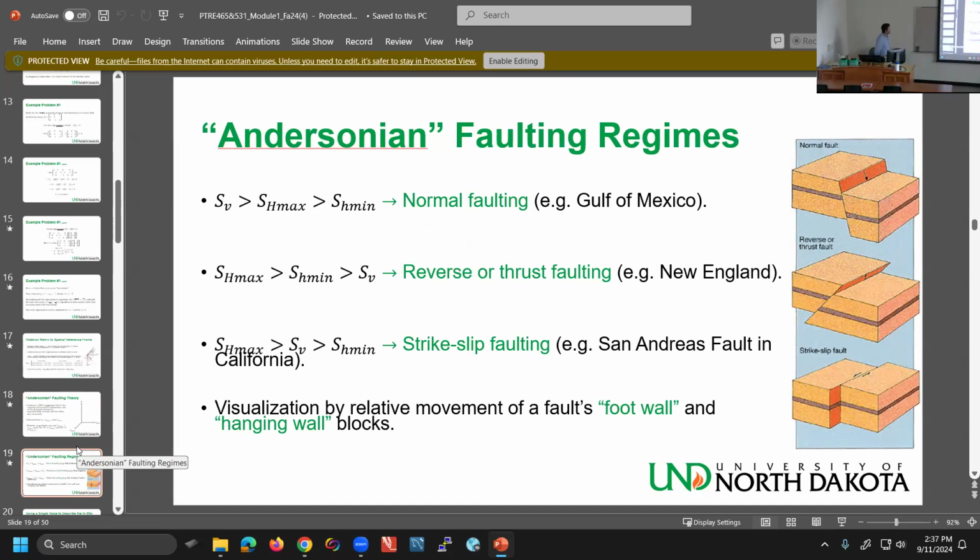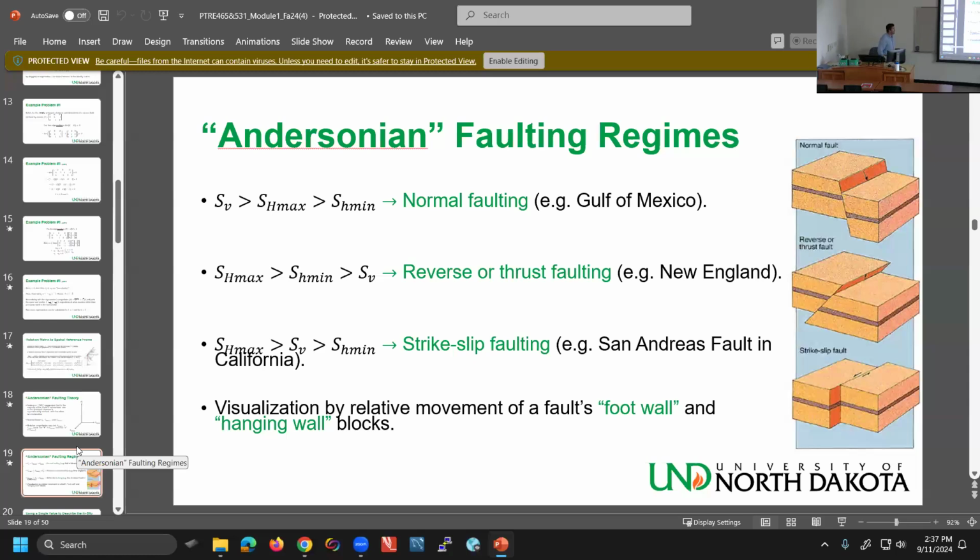Then we have reverse or thrust faulting, which is the opposite. That's what you have near mountains, like the Himalayas, a great example. New England, actually, in the US, is a good example, the East Coast. And then we have the strike slip, which is a little bit in between. Classic example, the San Andreas fault. A big part of the west coast of the US is strike slip faulting.